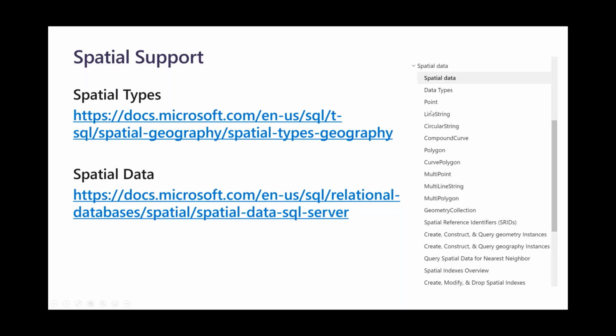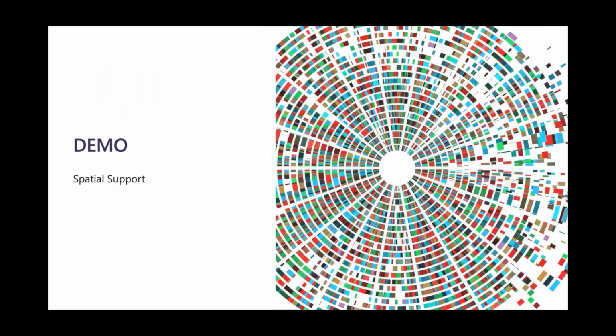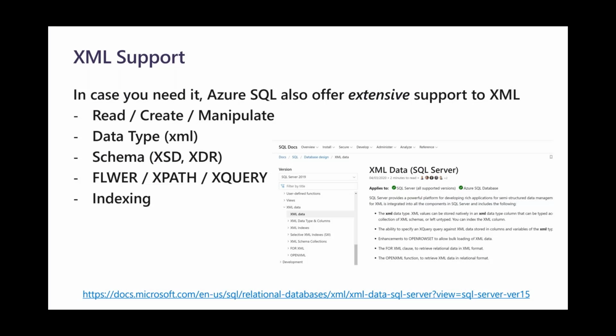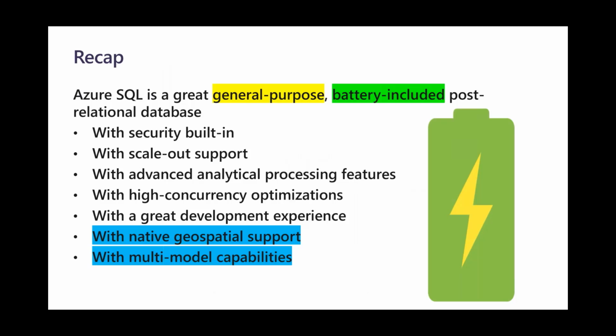So on the right-hand side, what you're seeing here is that there are different types of geographical data information that you can support in Graph. XML support, and I'm not doing a demo on this, that SQL also offers extensive support for XML, like read, create, manipulate, kind of like what you saw with the JSON in the beginning of this talk, which is very similar.